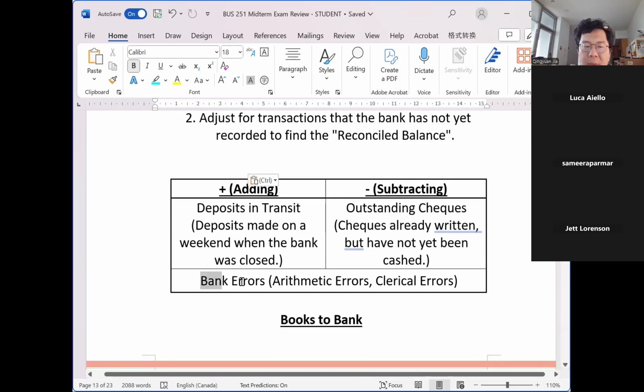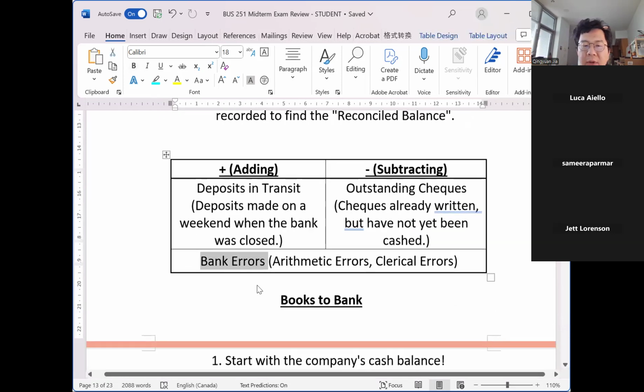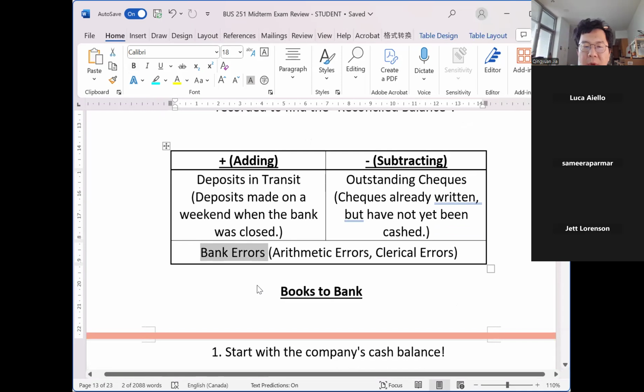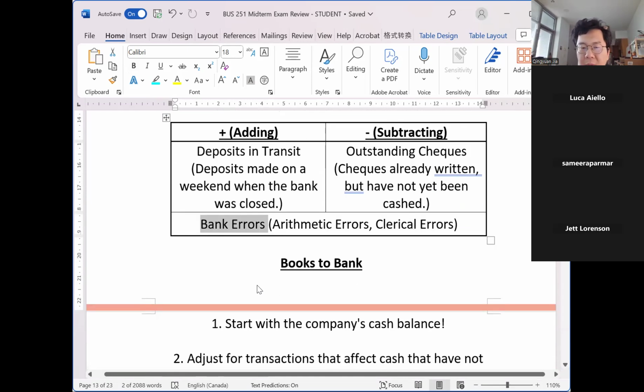And also, if the bank has made some errors, for example, arithmetic errors or clerical errors, then you have to make some adjustment for this part as well.